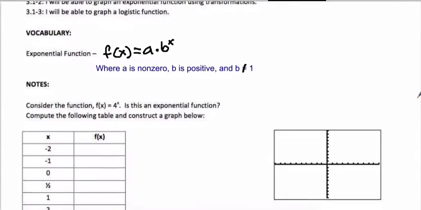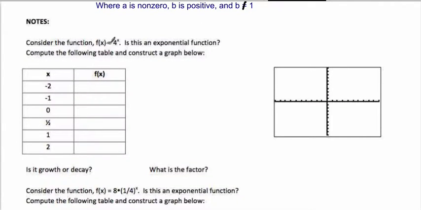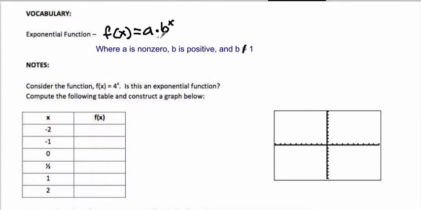Okay, so let's look at these. Consider the function f of x equals 4 to the power of x. Is this an exponential function? Well, let's look at our rules here. It has to be in the form of a times b to the power of x. Our power is the variable, so that looks good. I don't see an a there, but remember that in a lot of cases, a is just going to be 1. So 1 times 4 to the power of x. Is a non-zero? Yes, it's non-zero because it's 1. Is b positive? Well, 4 is positive. And does b not equal 1? Yes.